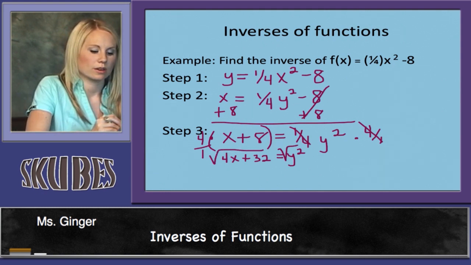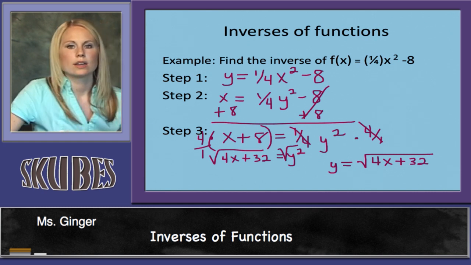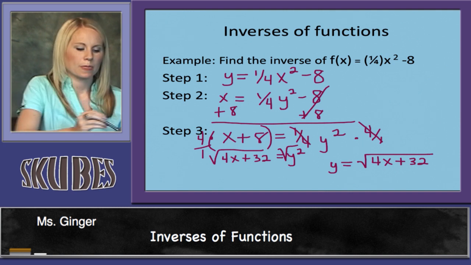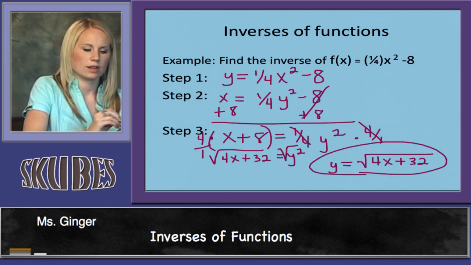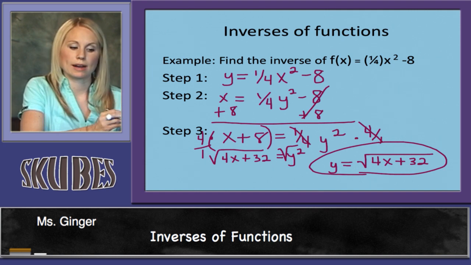We just need to rewrite. y equals the square root of what we see over there, 4x plus 32. And again, I'm just bringing the y to the left-hand side just for consistency. So here is our inverse function of f of x equals 1/4 x squared minus 8.